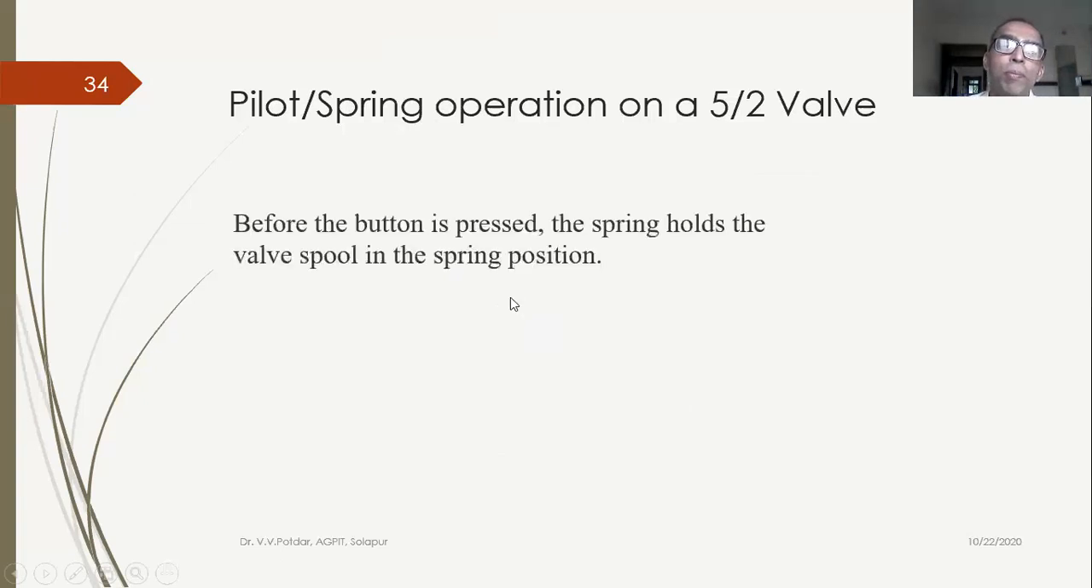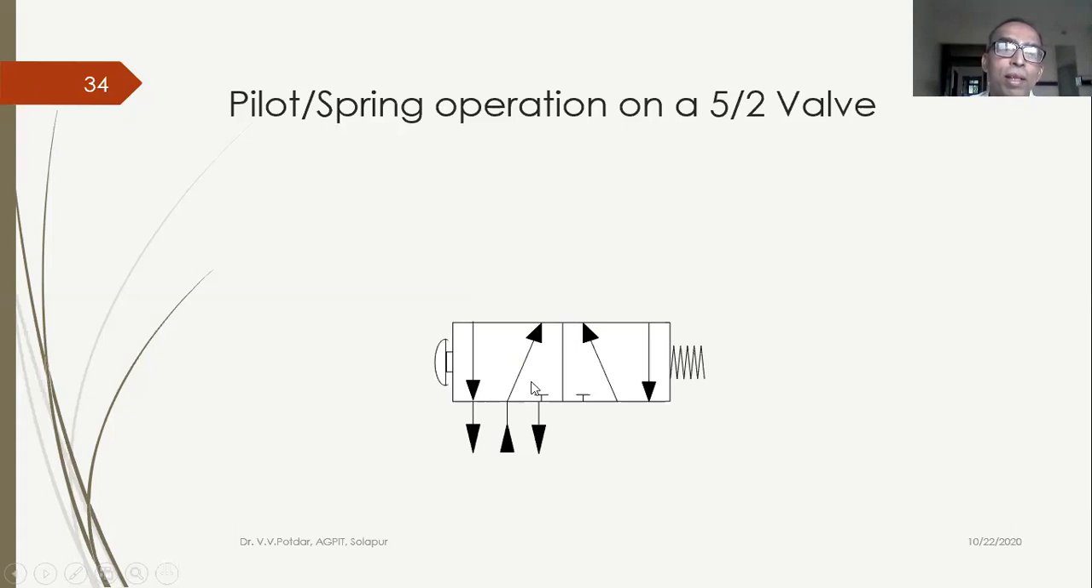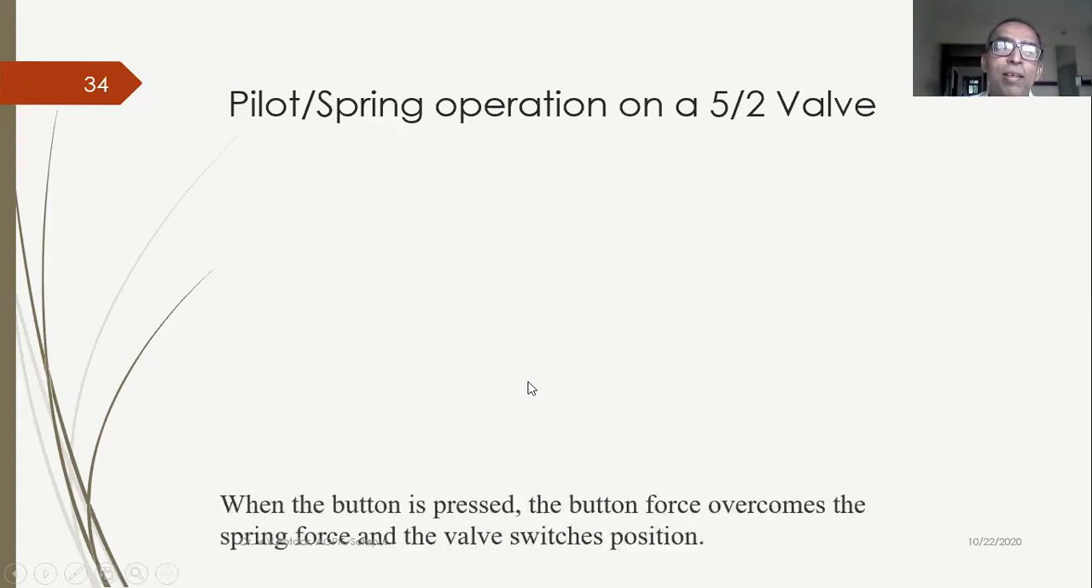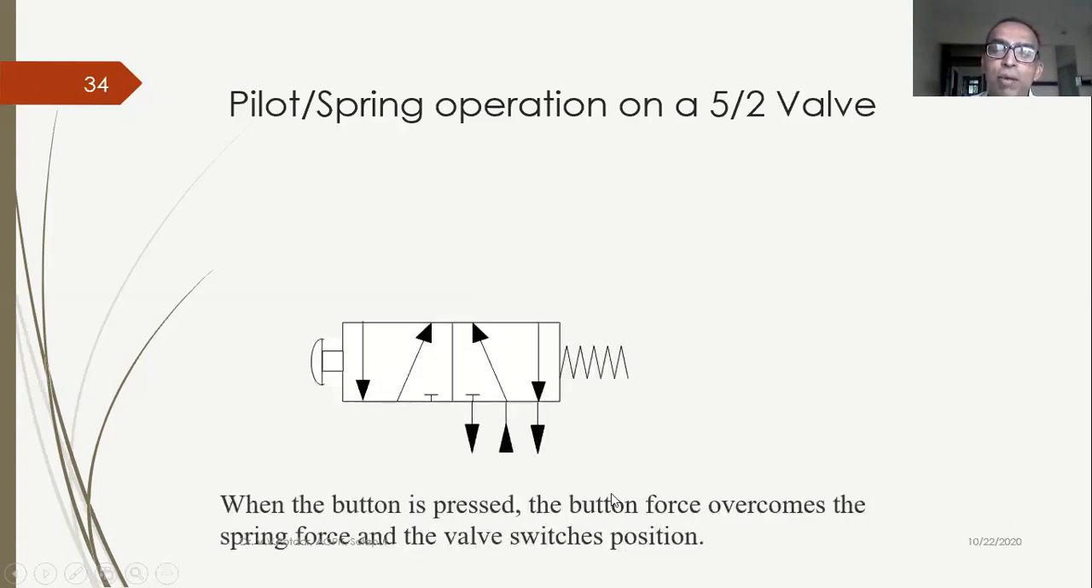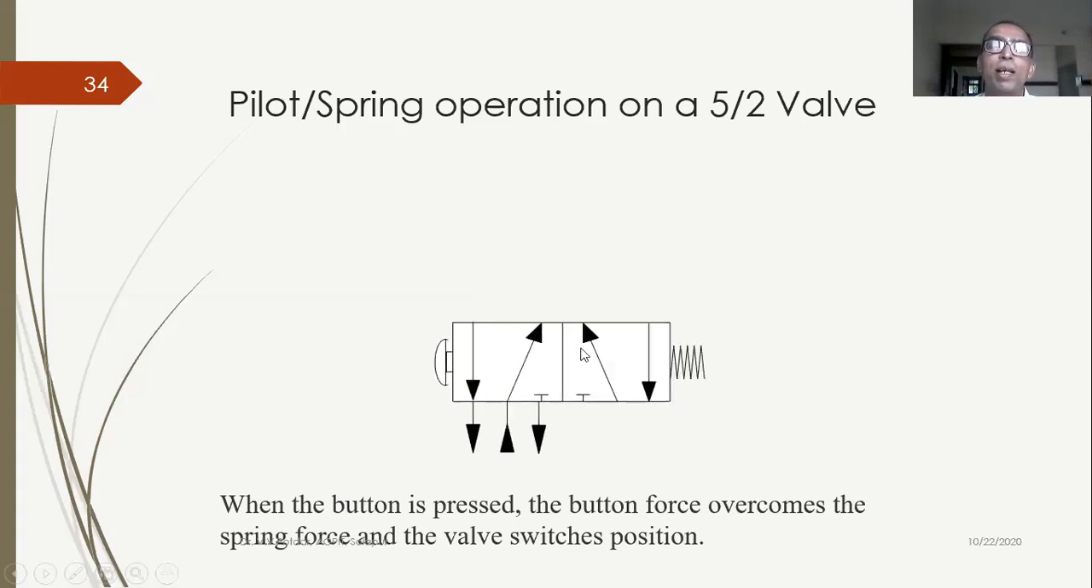Before the button is pressed, the spring holds the spool valve. When the button is pressed, the button force overcomes the spring force and the valve switches position. When this button is pressed, it does work against the spring force and is pushed further. So the button is pushed and this changes the position. 5 port 2 position.